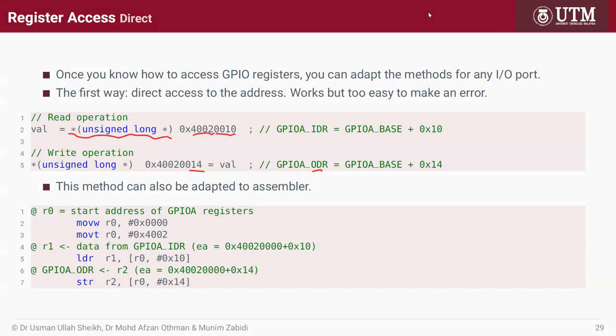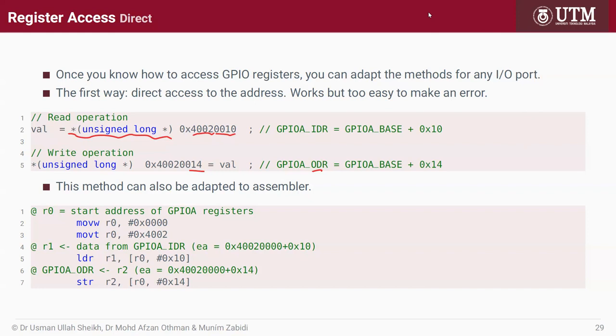Okay, so let's say I want to access register location for input, right? So I want to access location 0x40020010. So I need to have this number in R0 if I want to use R0 as a pointer, right?